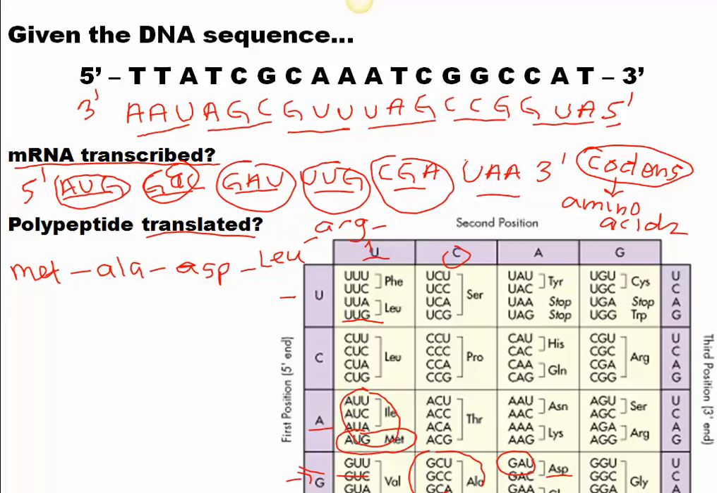And the last one is UAA. First letter is a U. Second letter is an A. So I'm going to be in this box here. UAA is a stop. Stop codons, there are 3 stop codons. You don't have to know what they are because you'll be given a chart, but there are 3 stop codons. They just tell us to stop translation. And so this is the actual protein that you just made.